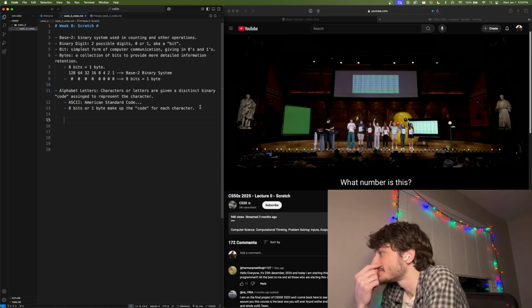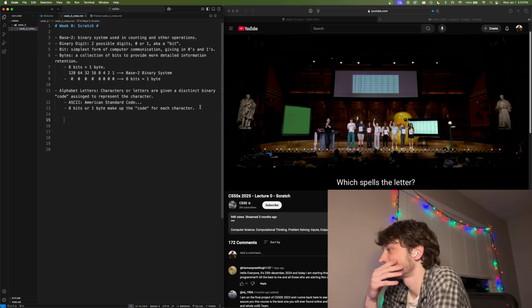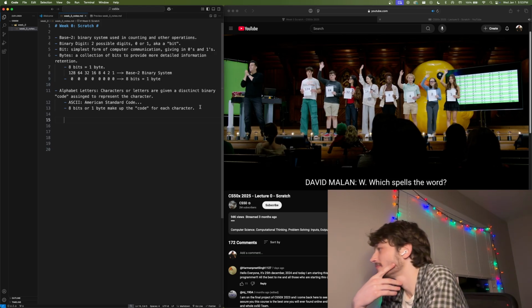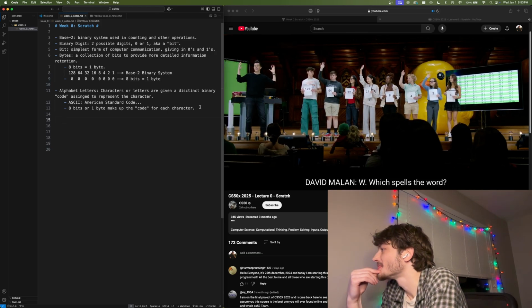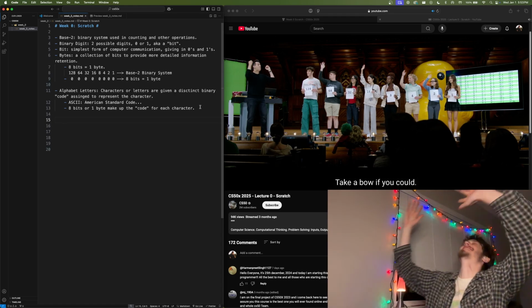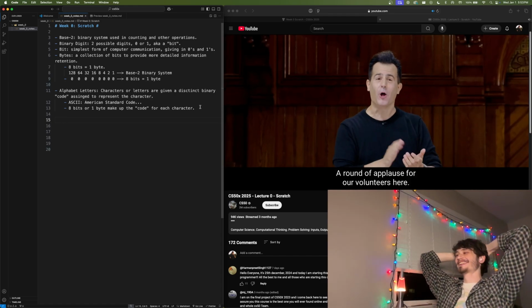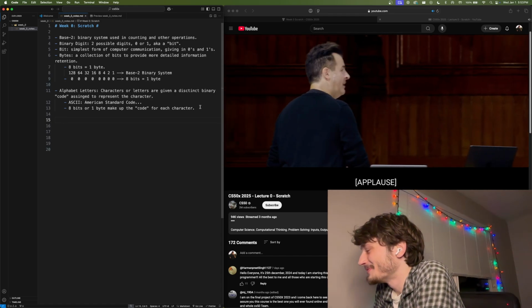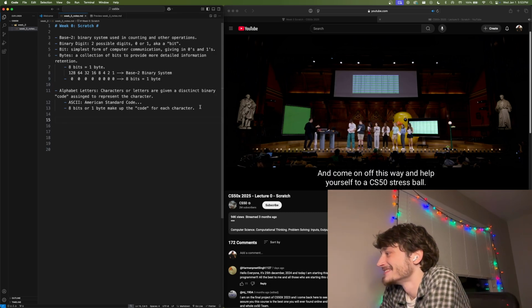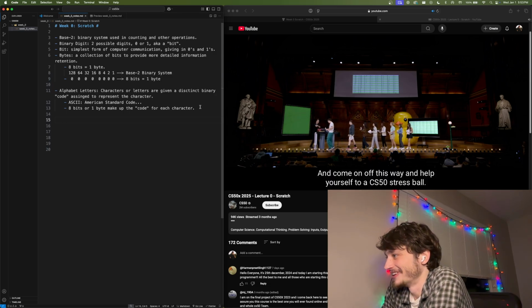What number is this? 64 plus 16 plus 4 plus 2 plus 1, 87. 87, which spells the letter W, which spells the word Bow. Take a bow if you could. All right, a round of applause for our volunteers here. Thank you. Come on off this way and help yourself to a CS50 stress ball.